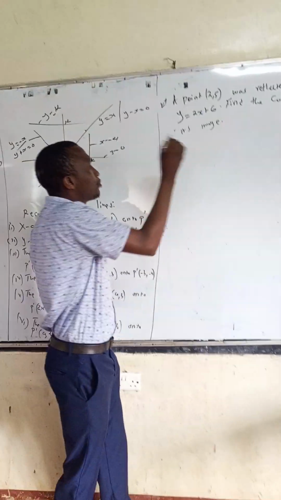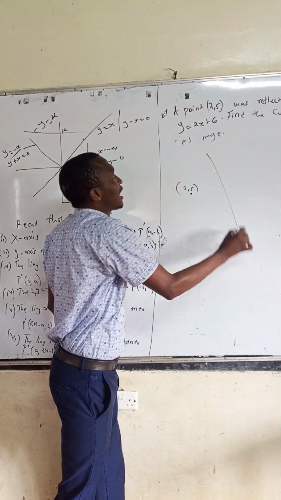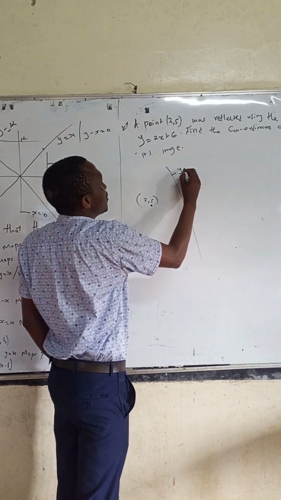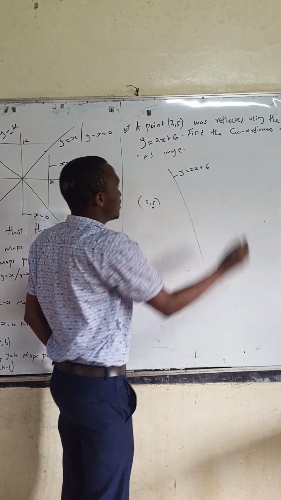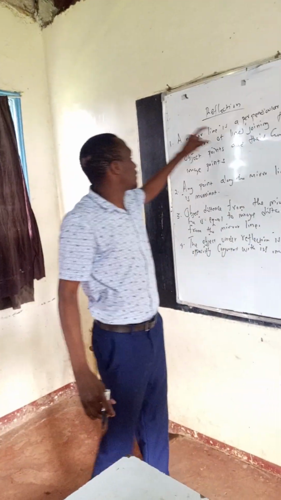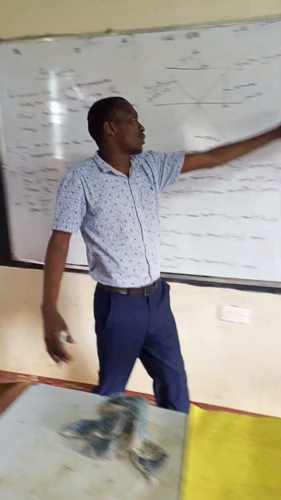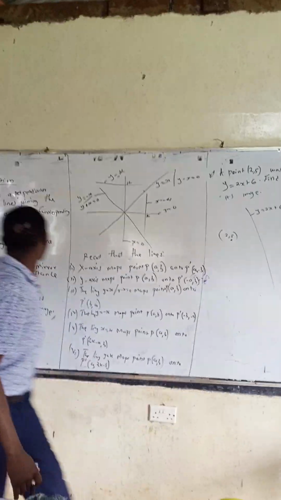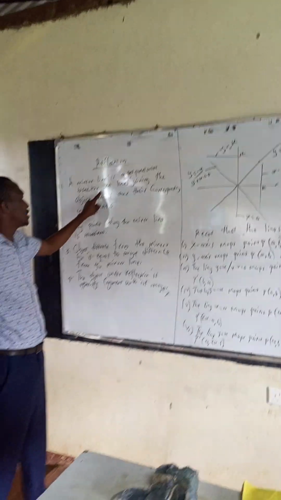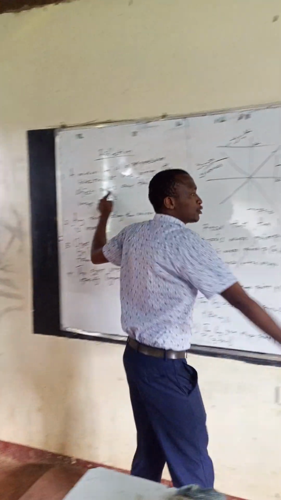Now, I have a point (2, 5). This is it. Reflected using the line. This line is y = 2x + 6. So what we need to think about is what I call a mirror line. This is the mirror line. A mirror line is a perpendicular bisector of the lines joining the object points, where in this case our object point is here.